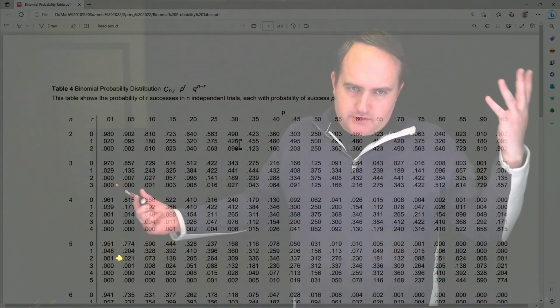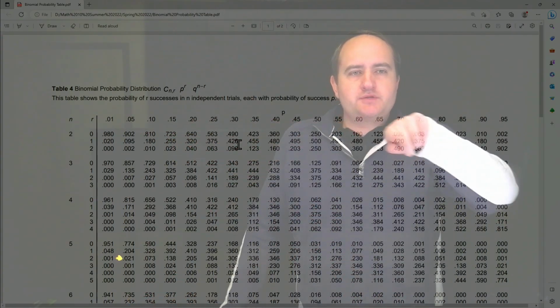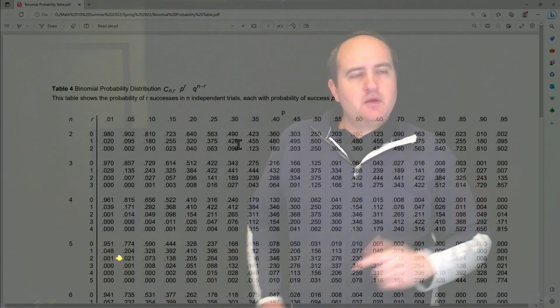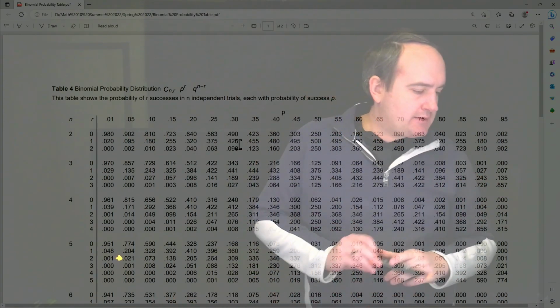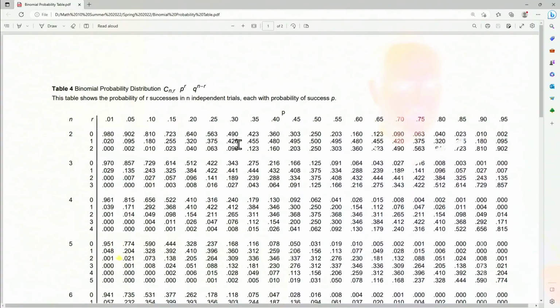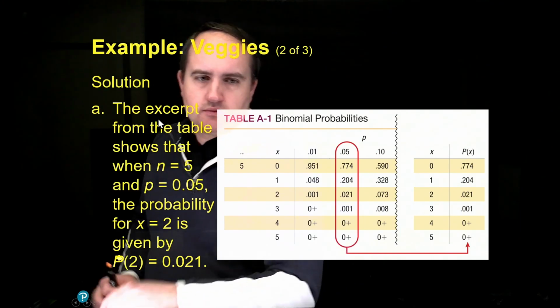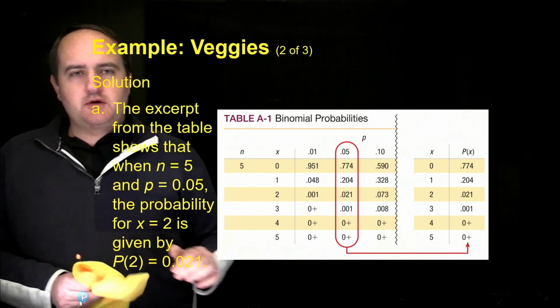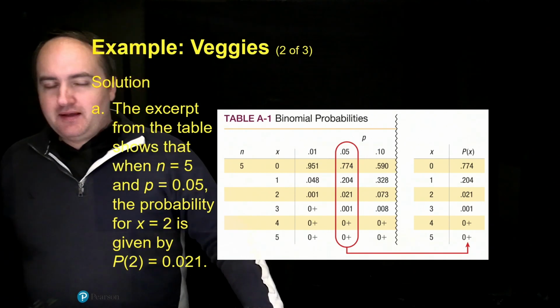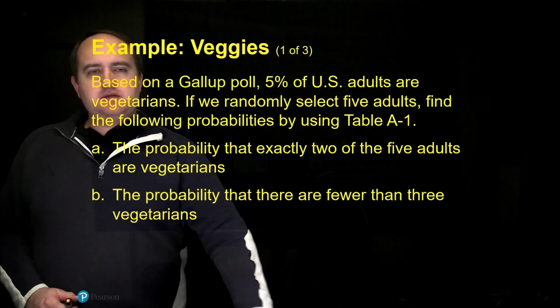Regardless of which table you're using, they work basically the same way. It's just the one in the module has more numbers, so you'll be able to use it better. Just remember that R is the same as X. Okay, so let's go ahead and go back to the slides. That's table A1. Sorry, I don't know why I said A2. A1. Okay, and then let's see their next question.